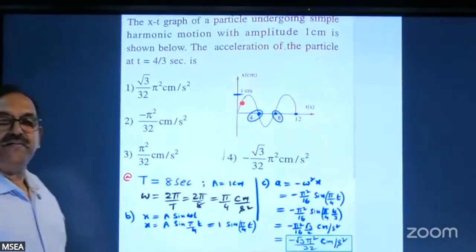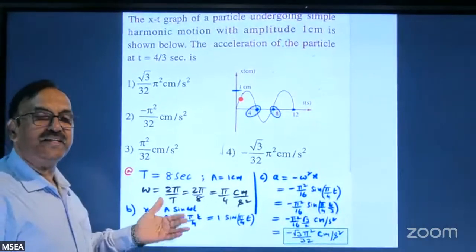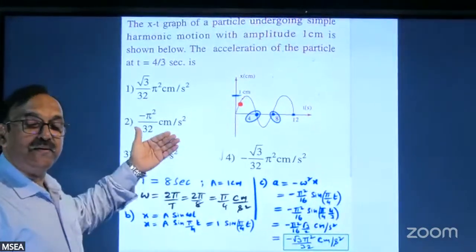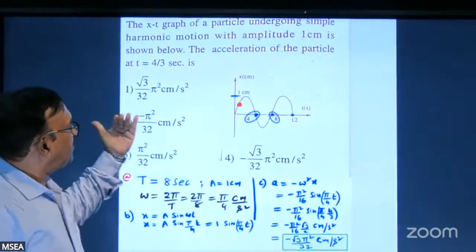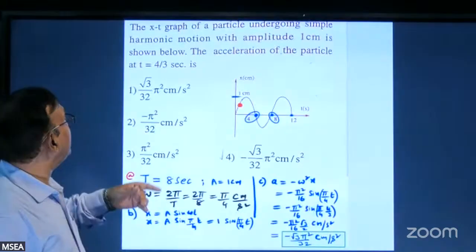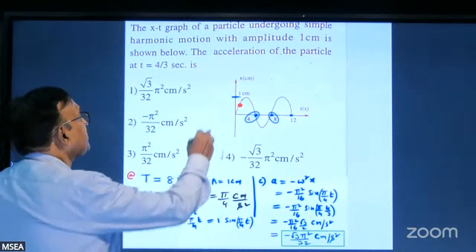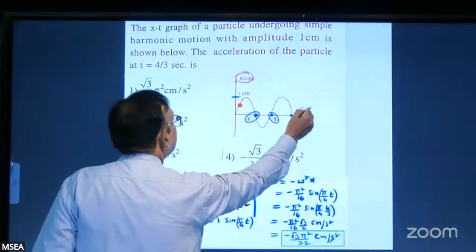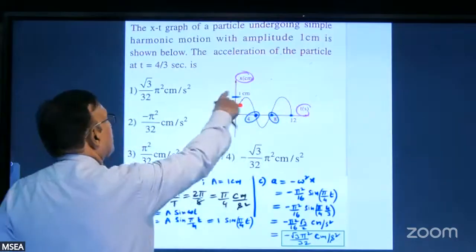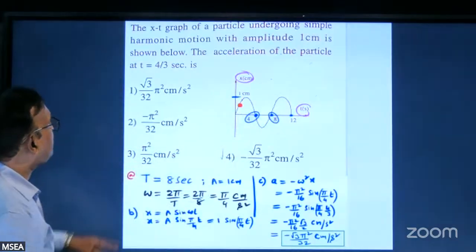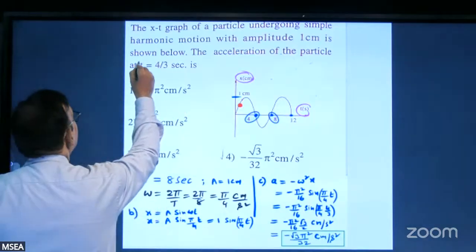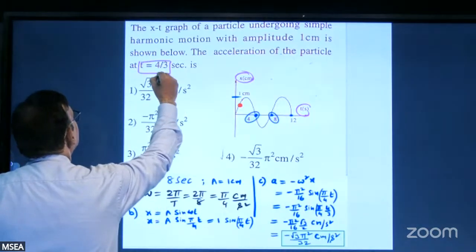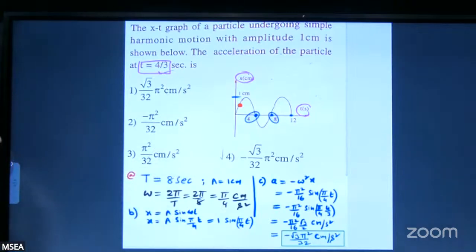Graph questions are very important in any subject, in most of the chapters in physics, and definitely in SHM. Once again, an entrance question. Listen, the position-time graph of a particle performing SHM is given like this. You want to know what is the acceleration of the particle exactly at time 4/3 seconds.